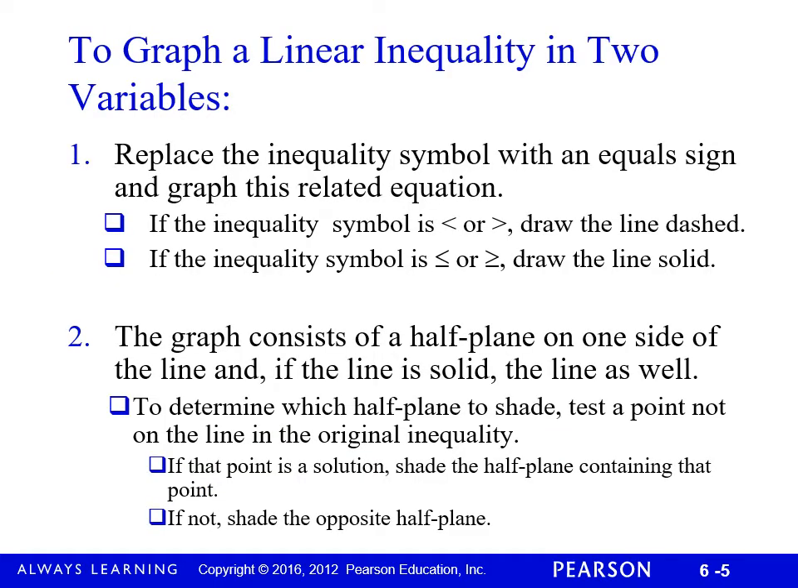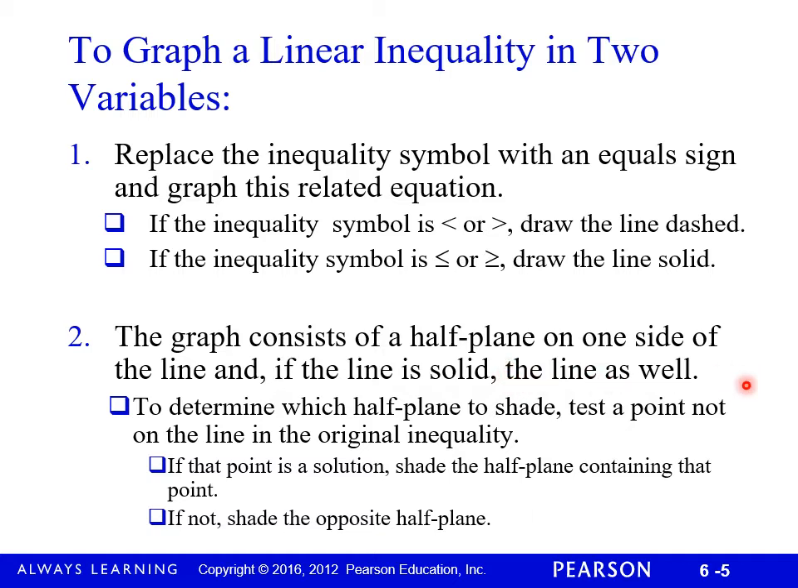To graph a linear inequality in 2 variables, replace the inequality symbol with an equal sign and graph this related equation. If the inequality symbol is less than or greater than, draw the line dashed. If the inequality symbol is less than or equal to or greater than or equal to, draw the line as solid.